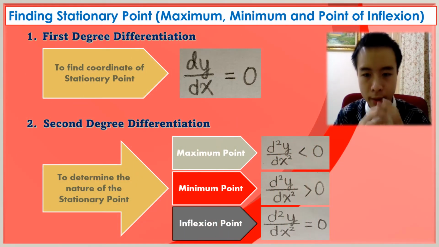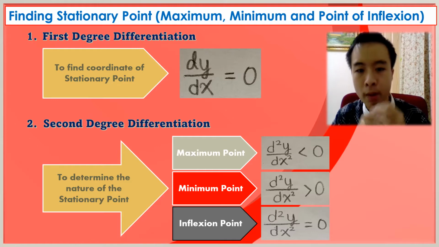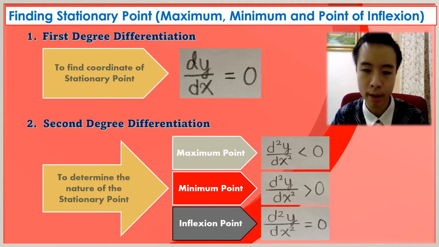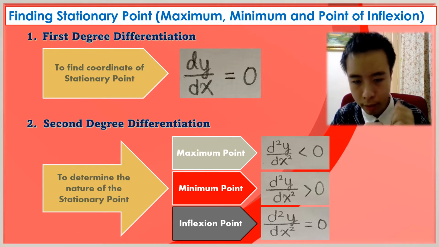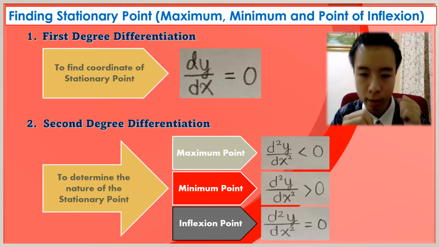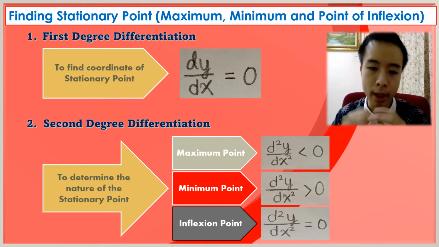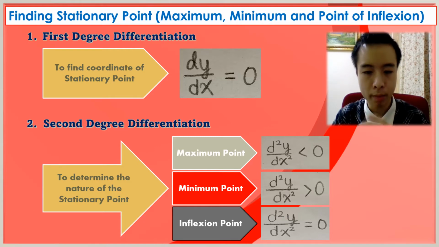Finding the stationary point and the nature of stationary point, which are maximum point, minimum point, and inflection point. In this case, to find the coordinate of the stationary point, the first degree differentiation dy over dx must equal 0. After that, to determine the nature or type of the stationary point, the second degree differentiation must be performed.